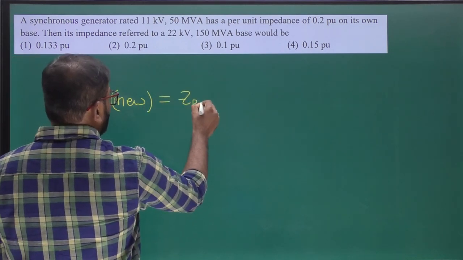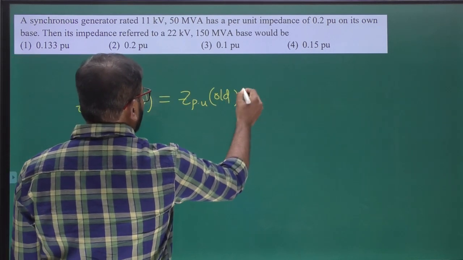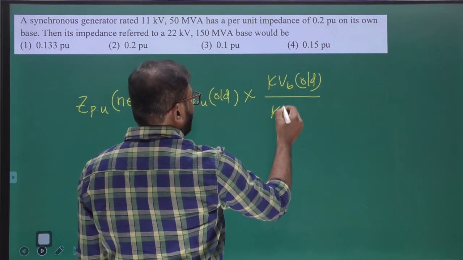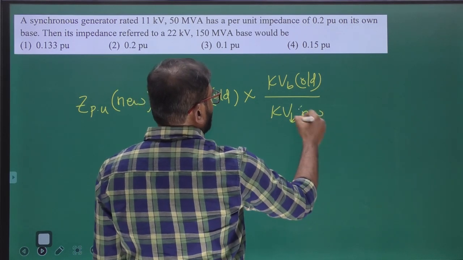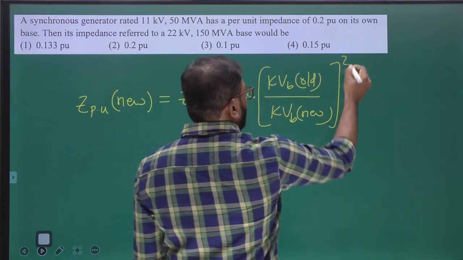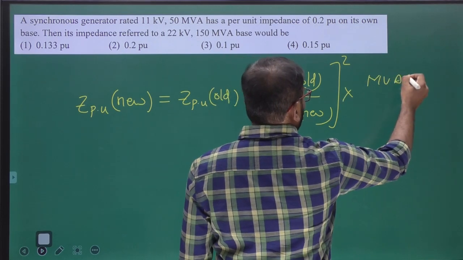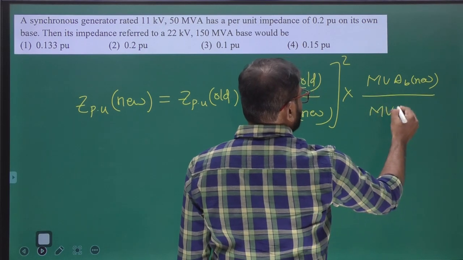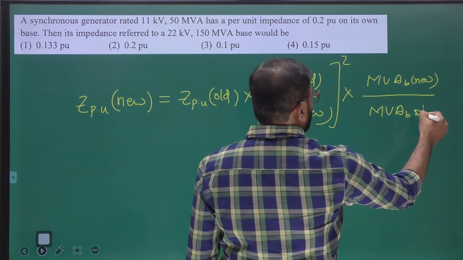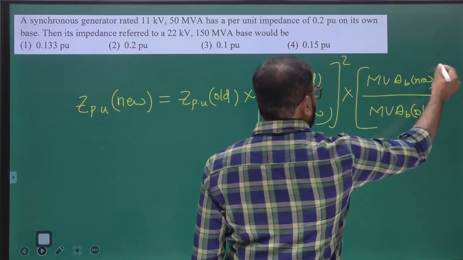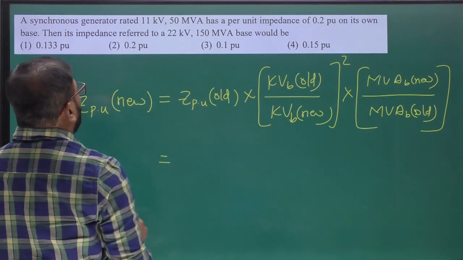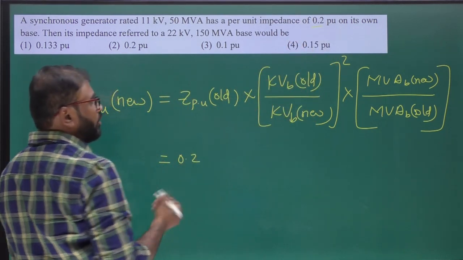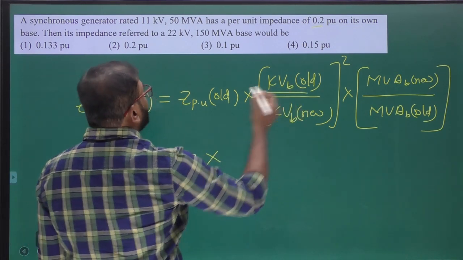Z per unit new equal to Z per unit old, there is a formula, Z per unit old into KVB old by KVB new, whole square, into MVAB new by MVAB old. See, using this formula, we can easily solve this question. If you notice, what is the per unit impedance which is given? 0.2. This is the old per unit impedance. On old KVB, what is the KVB?